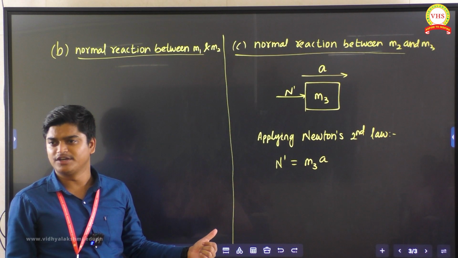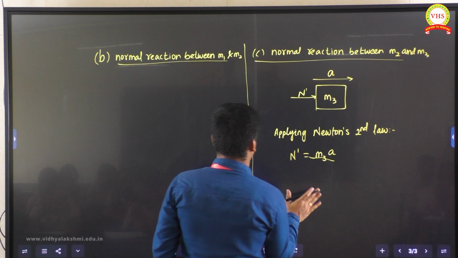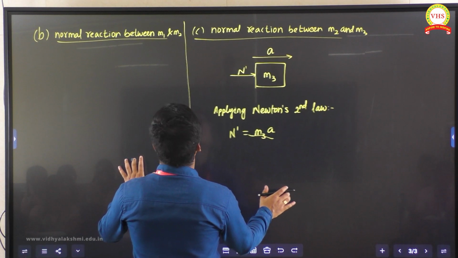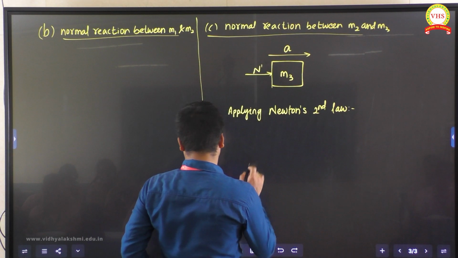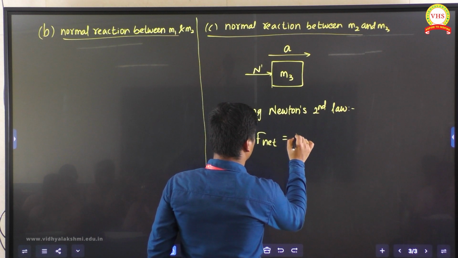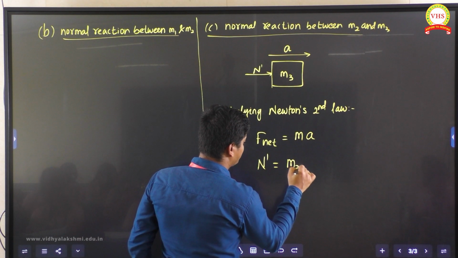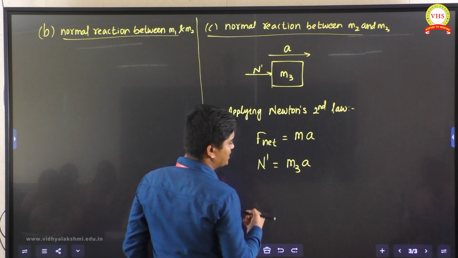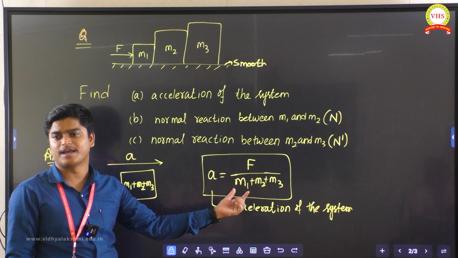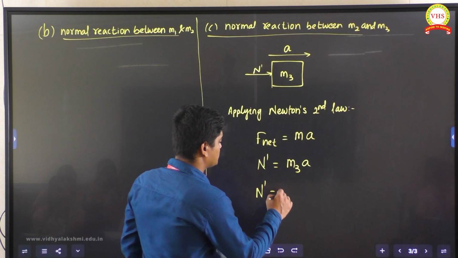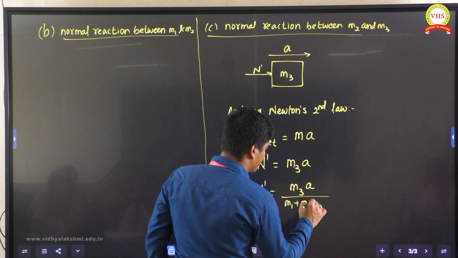N prime equal to what? m3 into A. Or you can write first like this: F net equal to total mass into acceleration. F net is nothing but N prime. Mass is nothing but m3 here. Acceleration already you know. What is acceleration value? Already you got here. F by m1 plus m2 plus m3. Now substitute that. So it is m3 into F divided by m1 plus m2 plus m3.